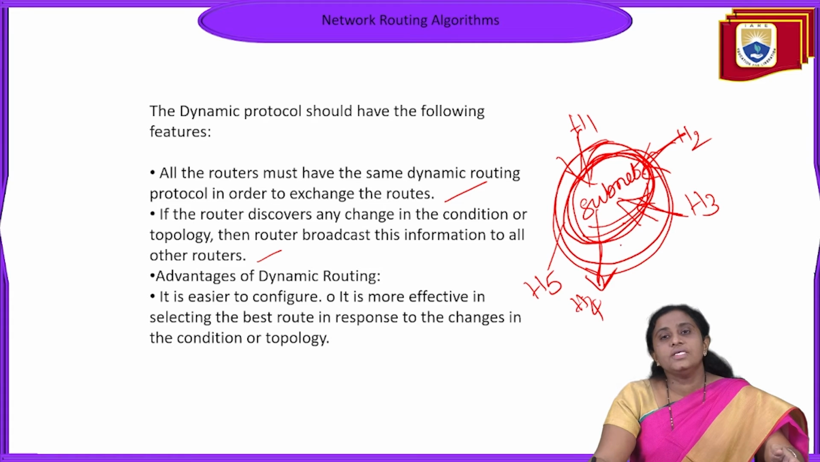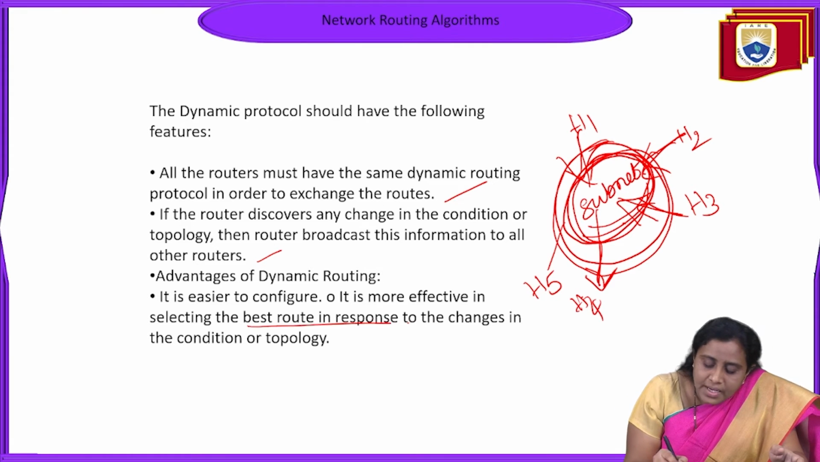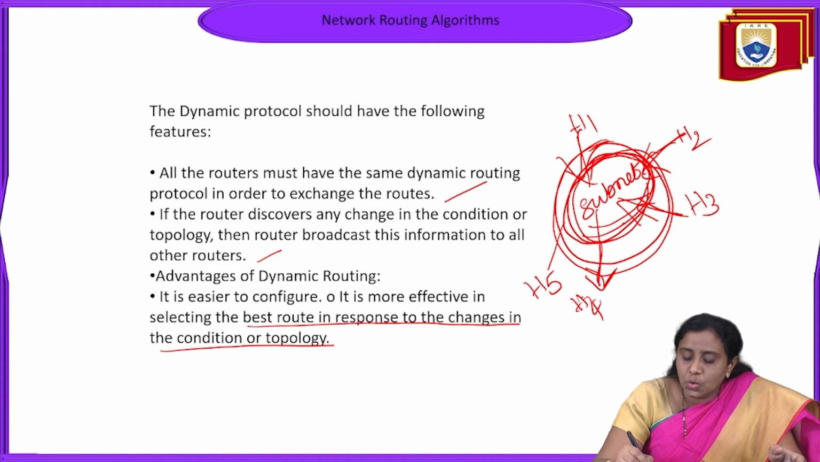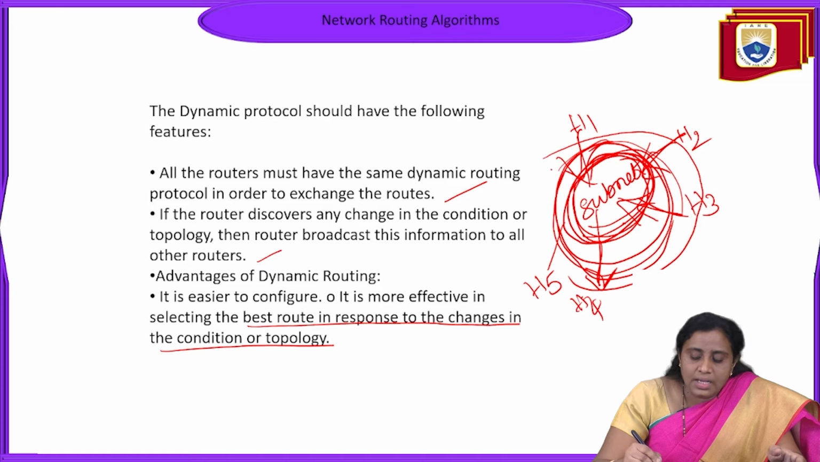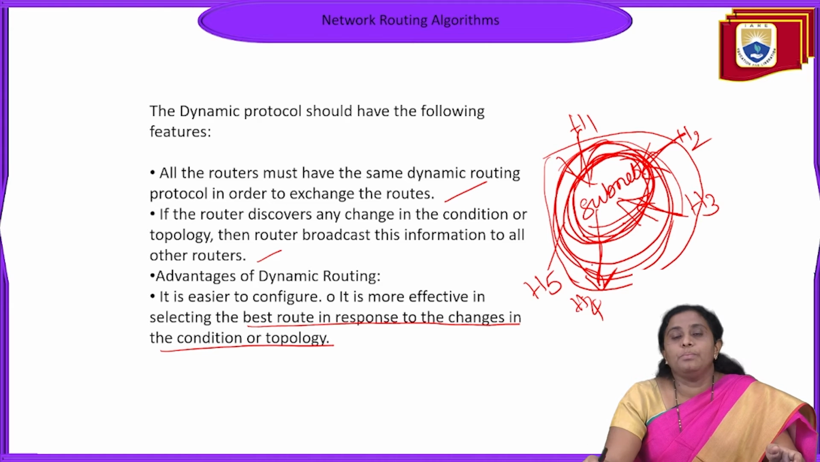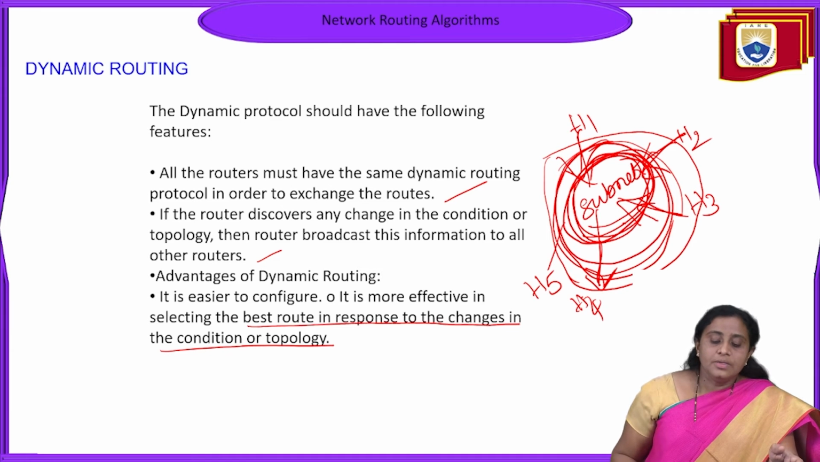So coming to the advantages of dynamic routing, it is easier to configure and determine, and it is more effective in selecting the best route in response to changes in the condition or the topology. Not only the subnets and hosts, they should be linked with the subnets to provide the best route to reach the destination. The dynamic protocol plays a vital role in sending the packets from one node to another node in a successive way.